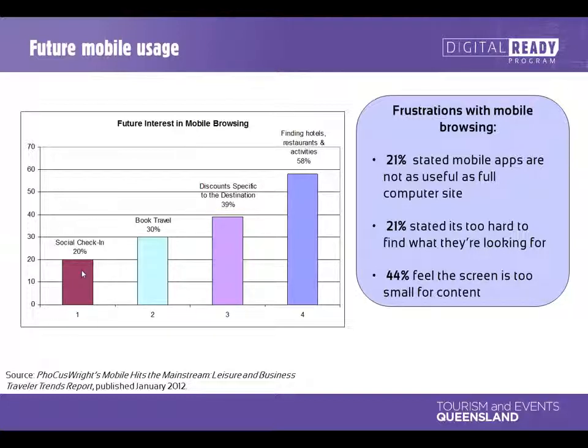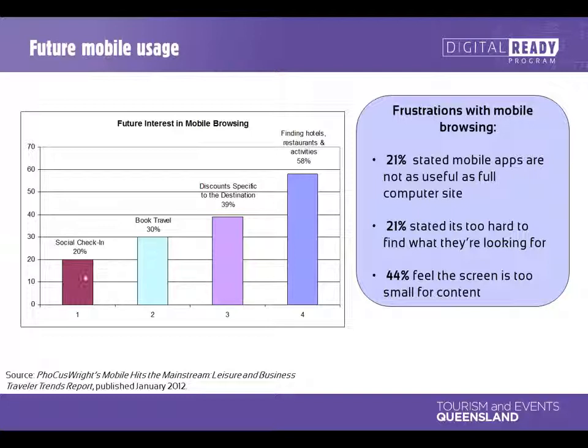The social check-in is 20% of what people told Focusrite, who conducted this research, that they like to do. That means to check in through Facebook or Foursquare or Google Plus, for example, just telling other people through social media platforms where they are. This is just 20% of what they do with a smartphone. Actually, 30% say that they use the smartphone to book travel. 39% say they actually look for specific discounts within a destination, and almost 60% said a year ago that they use a smartphone to find hotels, to find restaurants, and to find activities within a destination.